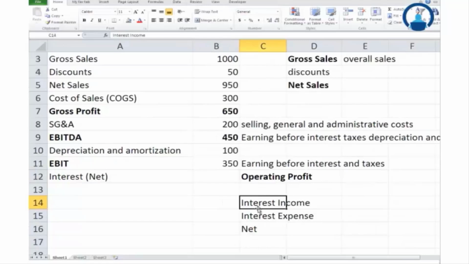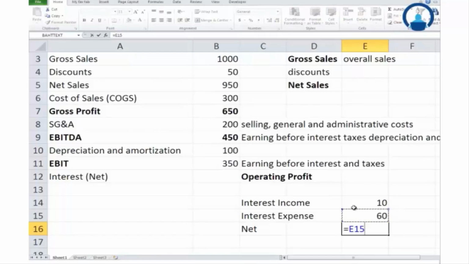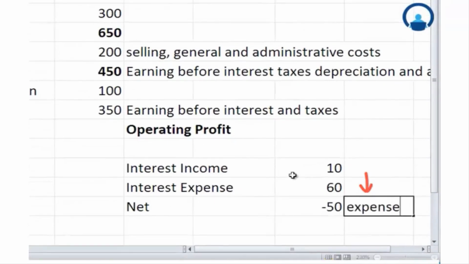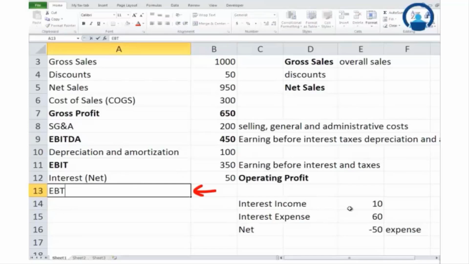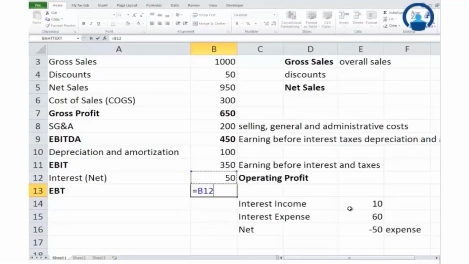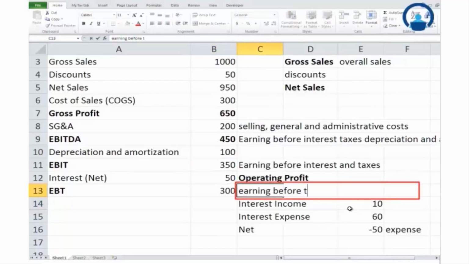So let us now calculate the net interest expense. The interest income, let's assume here, was $10, and the interest expense associated with the loan that the company may have taken, I'm assuming to be $60. So the net interest expense is the difference between the two, $10 minus $60. This reflects that it is an expense, an outgo from the firm. So here I'll use $50, and the net amount, earnings before interest and taxes minus the expense associated with the interest, we will call earnings before taxes.